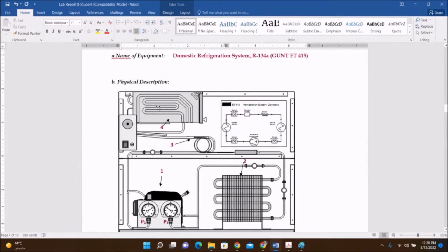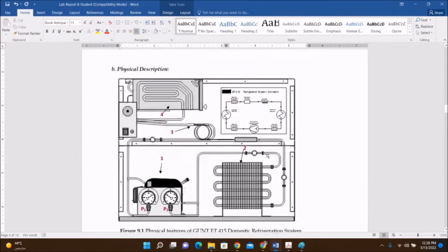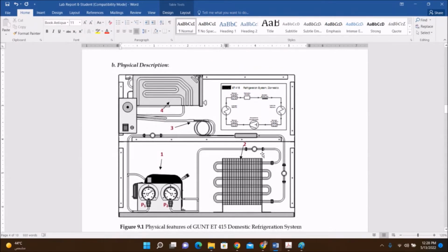And in the evaporator, this liquid will absorb the heat from the space. It will become dry saturated vapor, and this vapor again comes to the compressor. So the cycle is repeated. That's why it is called the simple vapor refrigeration cycle.